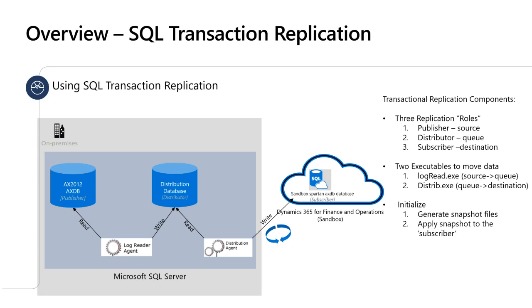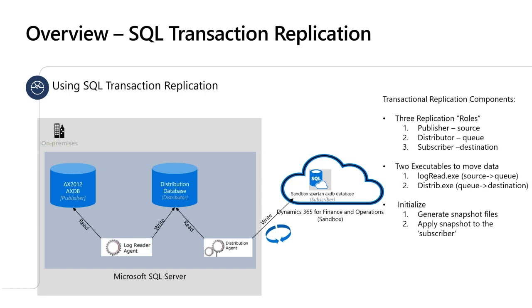Then we have two executables that are important to understand and monitor. One is the replication log reader agent. It's an executable that monitors the transaction log of each database configured for transaction replication and copies the transactions marked for replication from the transaction log into the distribution database. Therefore, you would see the log reader agent reading from AX2012DB, my source or publisher, and writing to the distributor database. Then we have the distribution agent. It's an executable that moves the snapshot and transactions from distribution database tables to the destination table at the subscriber. So it's reading from my distribution database and writing to the subscriber.